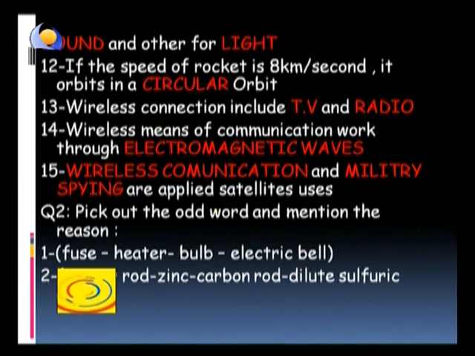Number 12, if the speed of the rocket is 8 km/s, it orbits in a circular orbit. If we want to send a rocket into outer space, and this rocket carries a satellite for different purposes, we have three types of speeds. The first one, when the speed is 8 km/s, is what we call the first astronomical speed, and the satellite starts to orbit in a circular orbit. The second speed, from 8 km/s to 11 km/s, is what we call the second astronomical speed, and the satellite starts to orbit in an elliptical orbit.